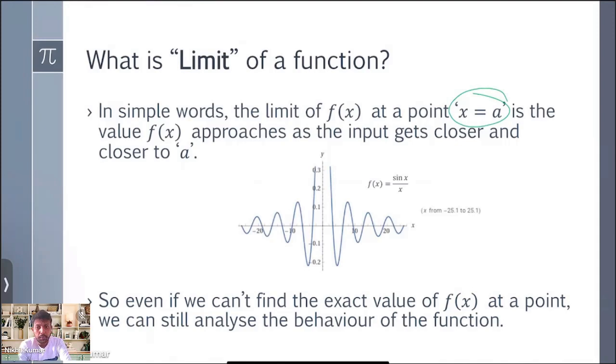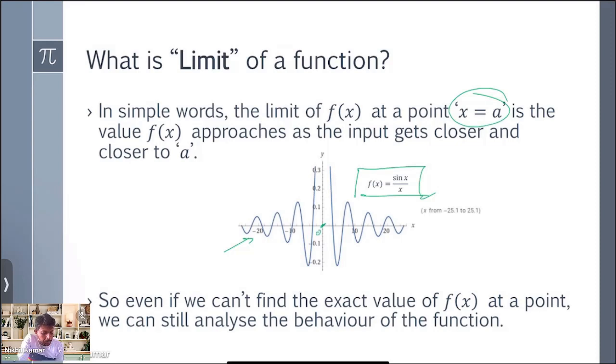What is the limit of a function? In simple words, the limit of a function at a given point is the value that function approaches as our input gets closer and closer to that specific point. With the help of an example, let me explain to you once more. Here I have a graph of sin x upon x. This is the graph of sin x upon x. If I ask you what is the limit of this function as x approaches 0.